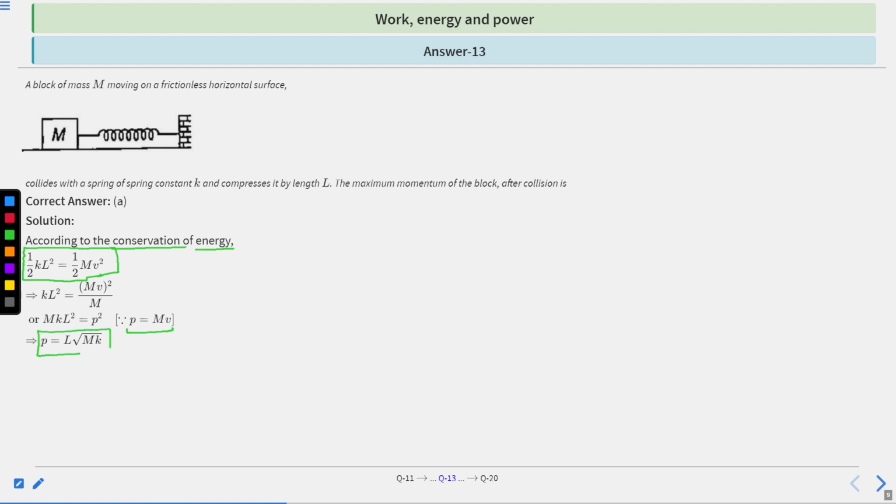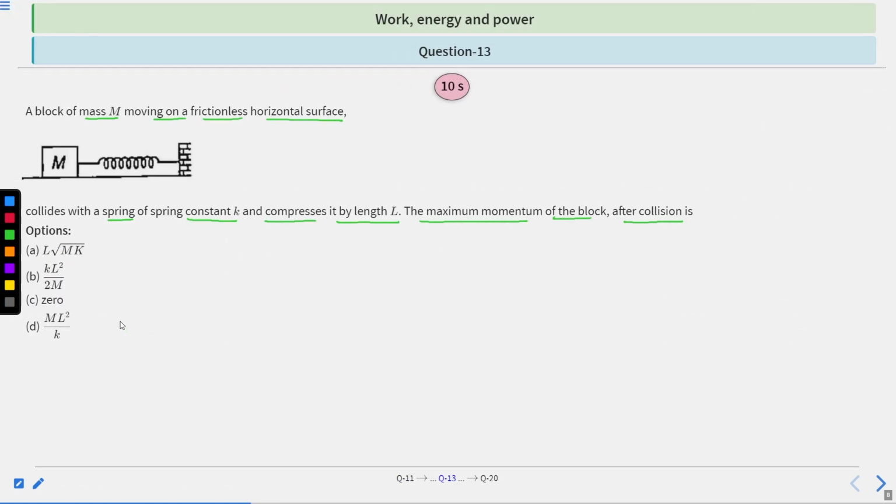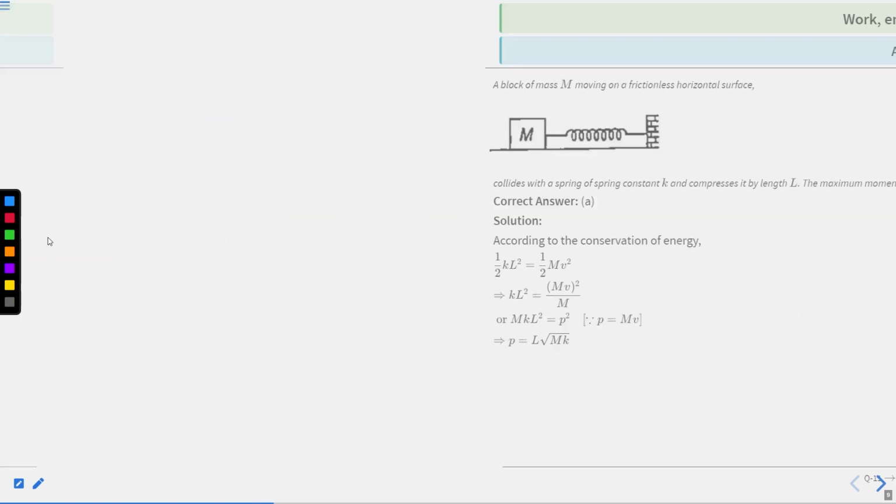So the correct answer is L under root mk. Option A is correct. Next question.